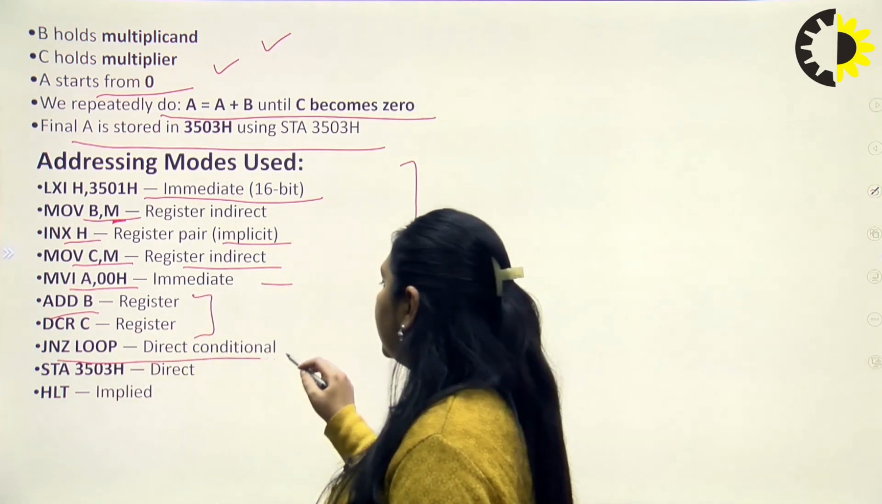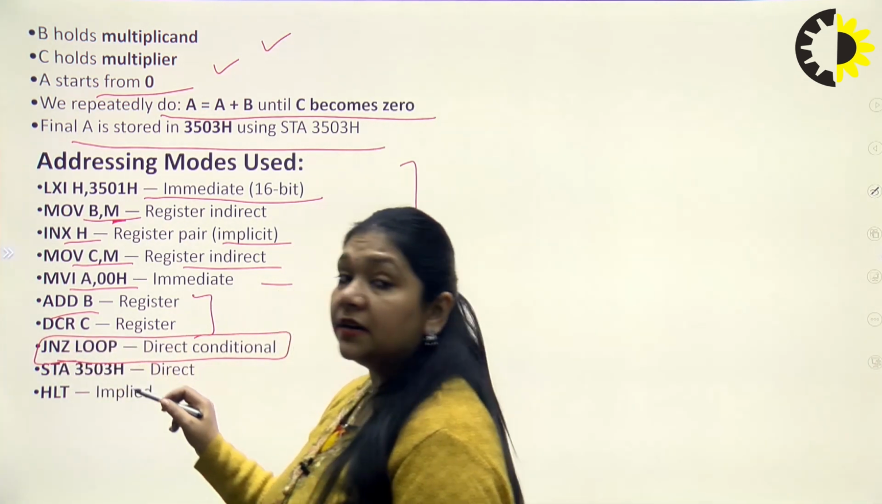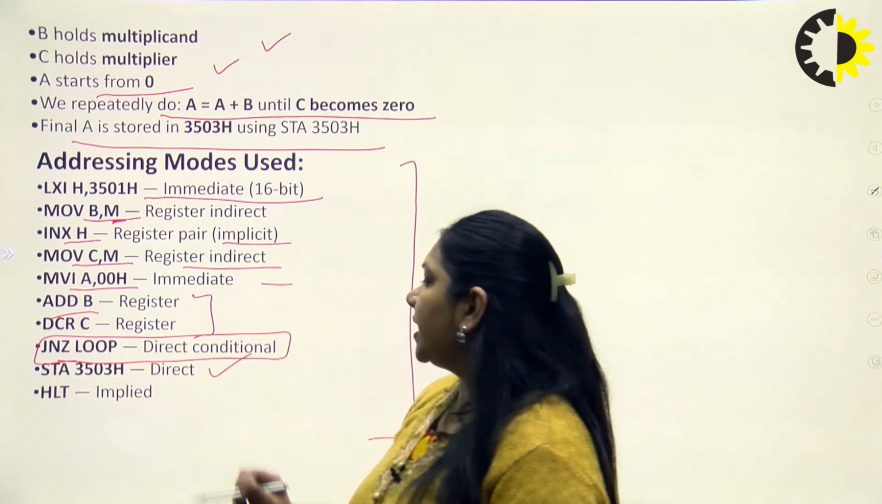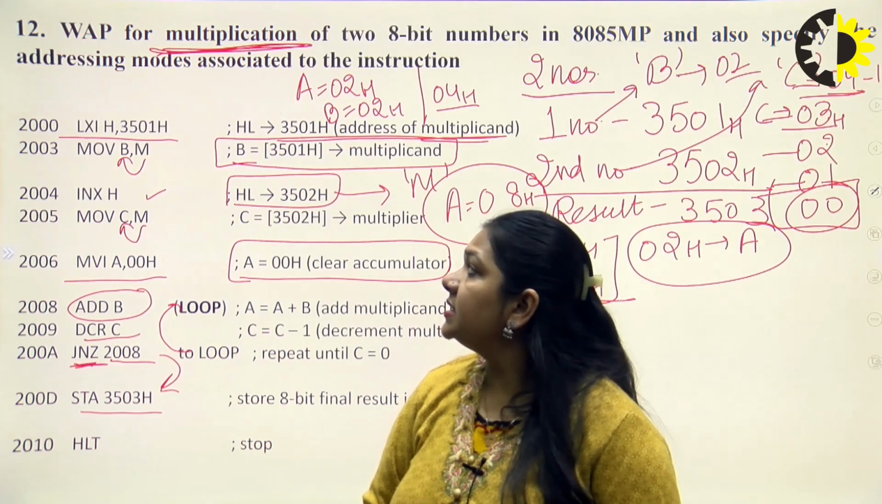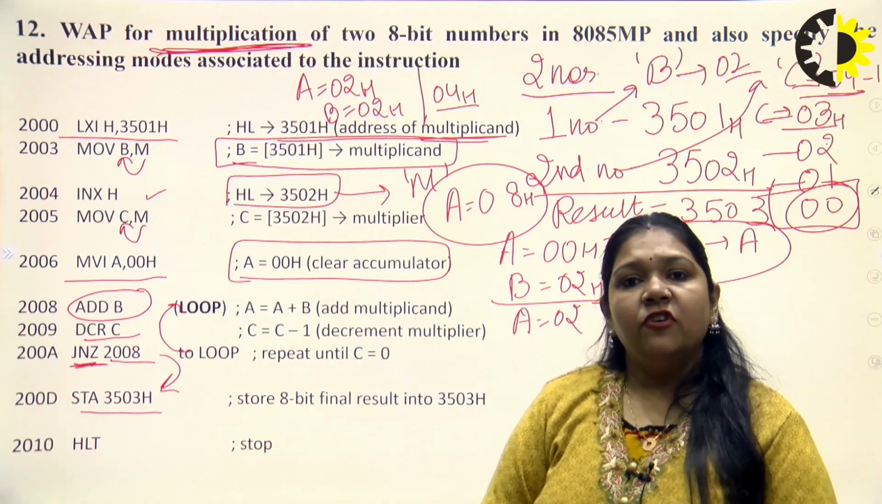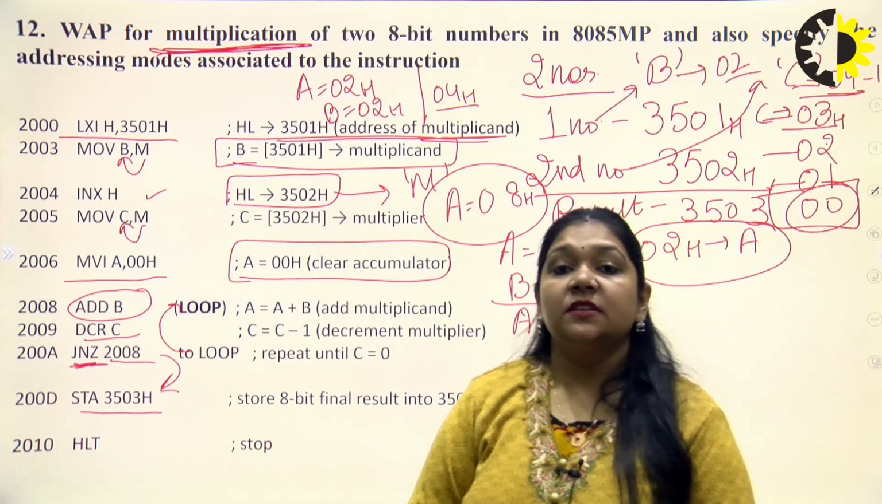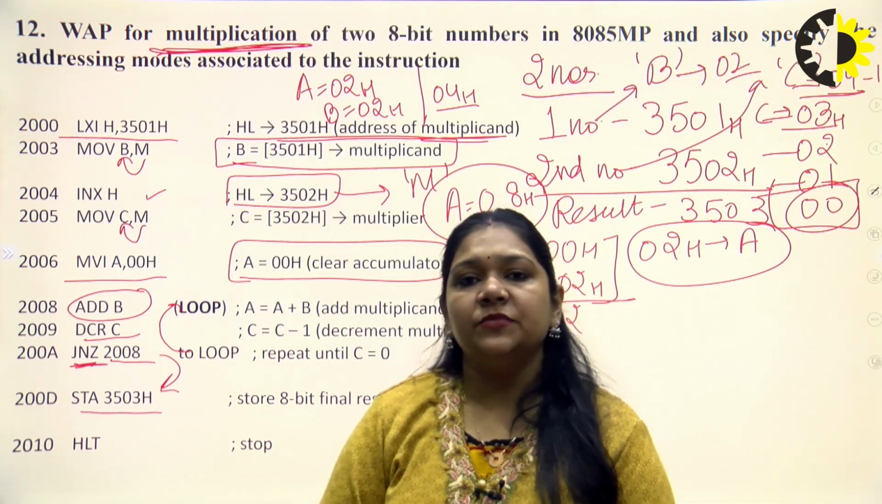JNZ is a direct conditional instruction, direct addressing we can say. This is also direct addressing, and HLT is implied addressing mode. So this is the program for multiplication of two 8-bit numbers. This is a very important question that generally comes in exams.